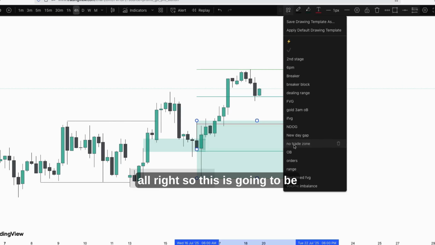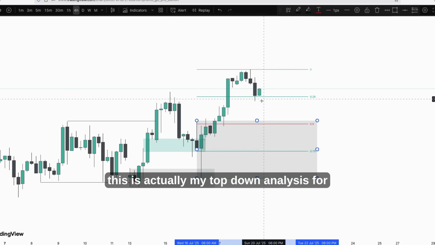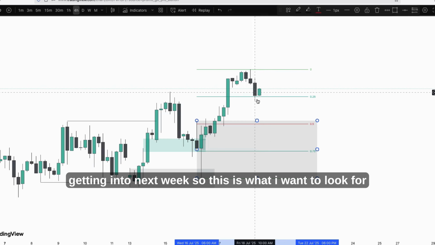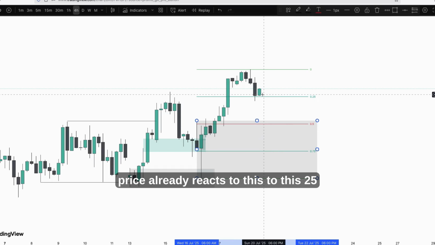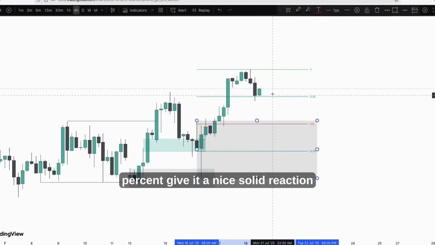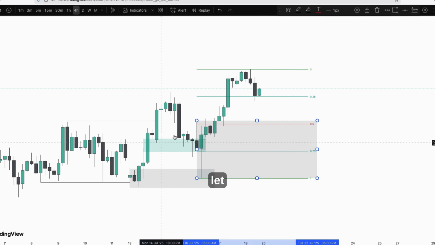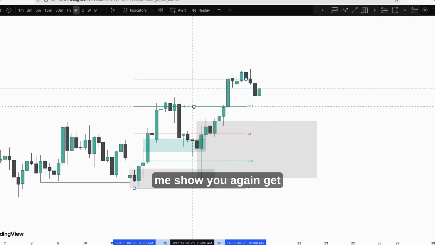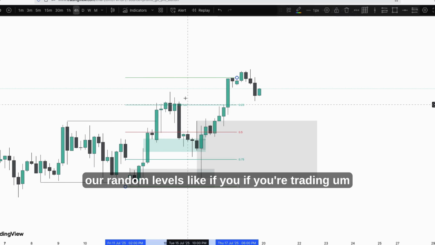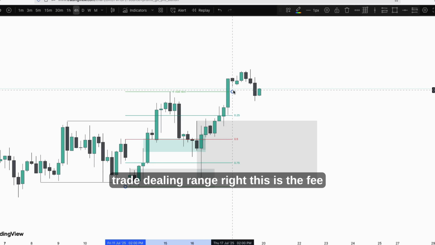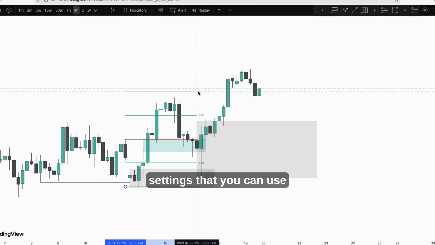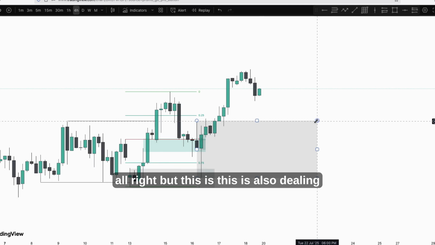So this is actually my top-down analysis for getting into next week. This is what I want to look for. You can see these levels are not random. You can see how price already reacts to this 25%, giving it a nice solid reaction. Let me show you again. They're not random levels. If you trade the dealing range, this is the fib setting that you can use.